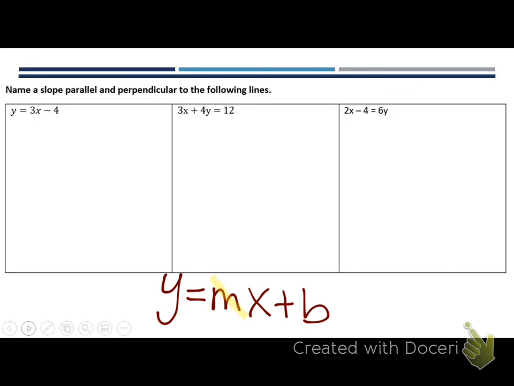How many of these are written in slope-intercept form? Just the one. So the other two, we're going to have to make them look like this before we can tell what the slope is. But we can start here. It says y equals 3x minus 4. What part of that is the slope? 3. So when I find the parallel slope, I know parallel slopes are the same. So it's going to be 3.